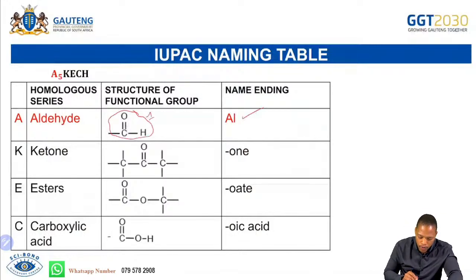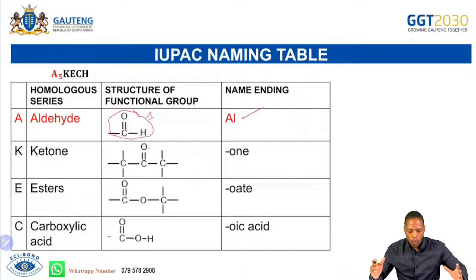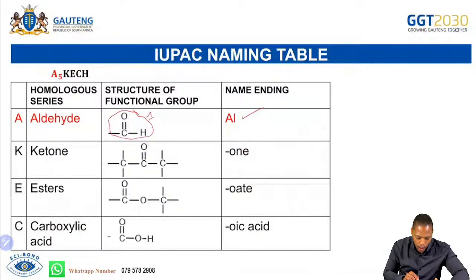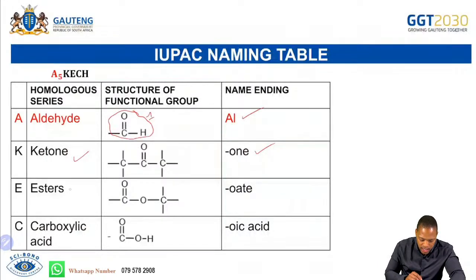Ketones, they are going to have double bond O between 2 other carbons. They should be surrounded by 2 other carbons. So if you see double bond O surrounded by 2 other carbons, you know it's a ketone. Its name ending should be -one, meaning that you should identify in which carbon you are going to find the C with a double bond O. Okay, and then from there, E is for esters.